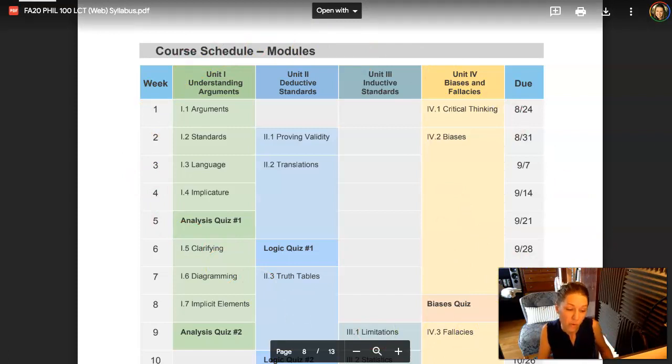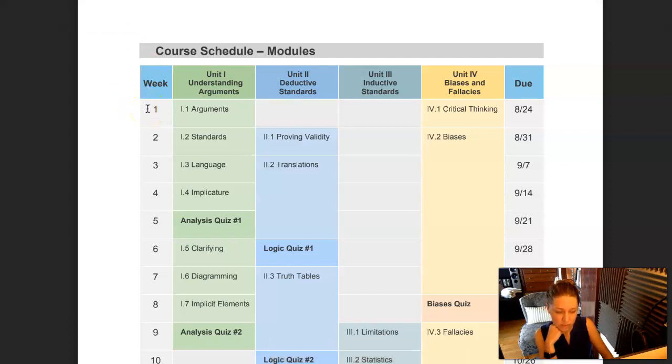As I said before, the course is not organized like Unit 1, Unit 2, Unit 3, Unit 4. Instead, we're going to do lessons from multiple units at a time, because all of this stuff really is interconnected. So here's how to read the schedule.